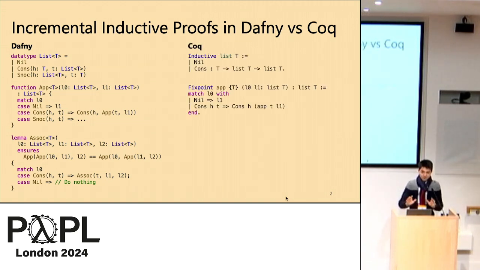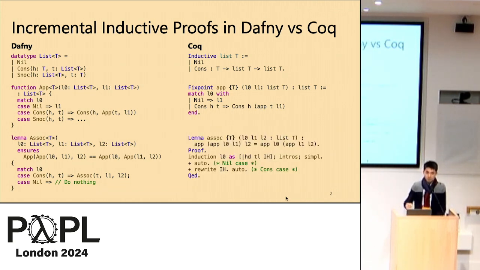So now let's contrast that with what you would do in an interactive theorem prover, say Coq. So it's very easy to port those definitions for list and app, and this is a way of doing the associativity proof.